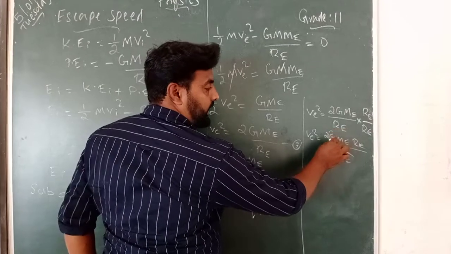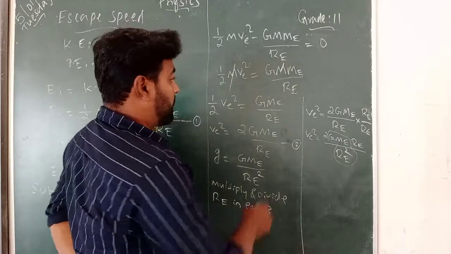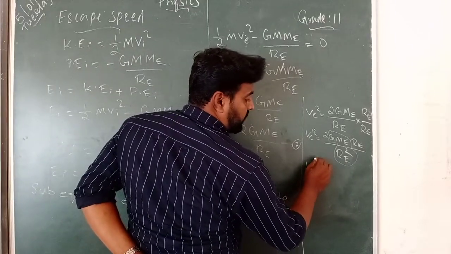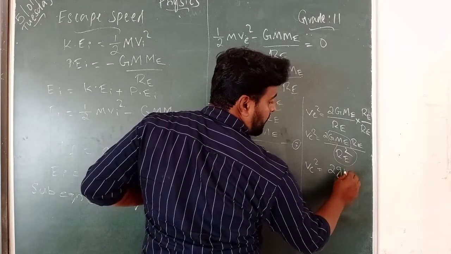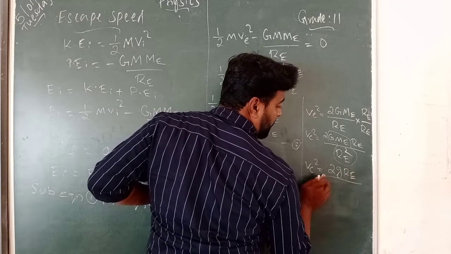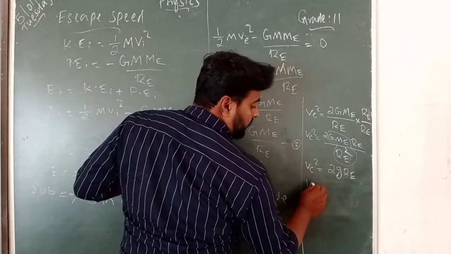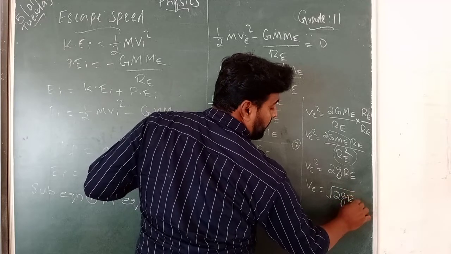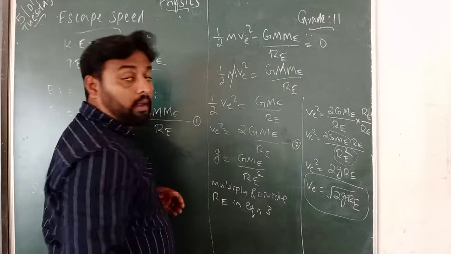Now GME by RE square, this we can take as g. So VE square is equal to 2g RE, already taken 2gR. So escape speed V is equal to root 2gR. This is our equation for escape speed.